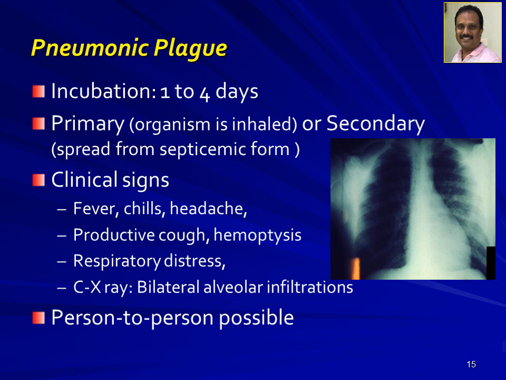And if you see the chest x-ray on the right side, you can see the bilateral alveolar infiltrates. With these arrows you can see the bilateral alveolar infiltrates. And in case of pneumonic plague, person to person transmission is also possible.